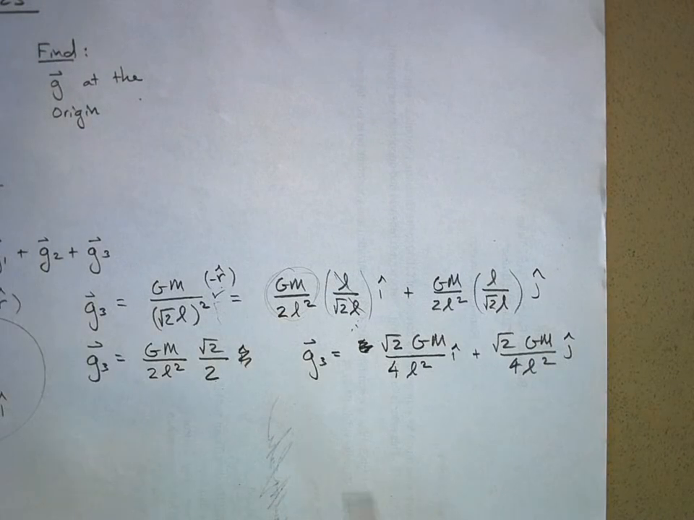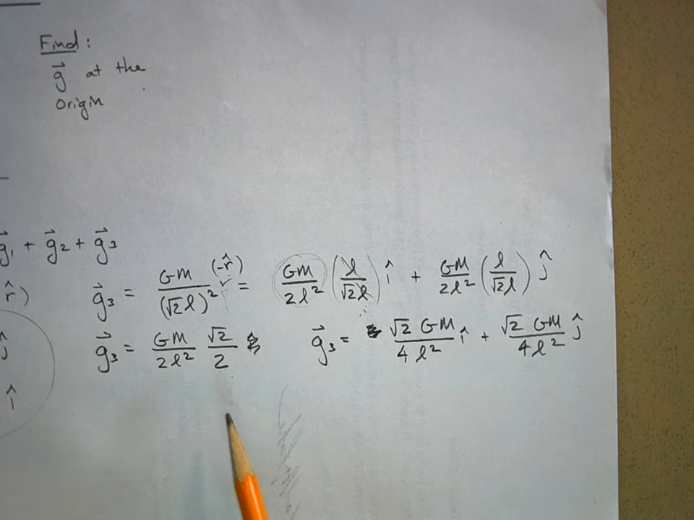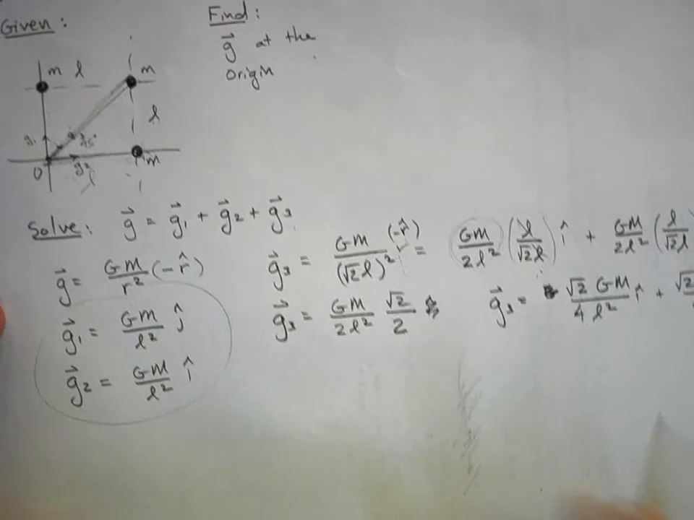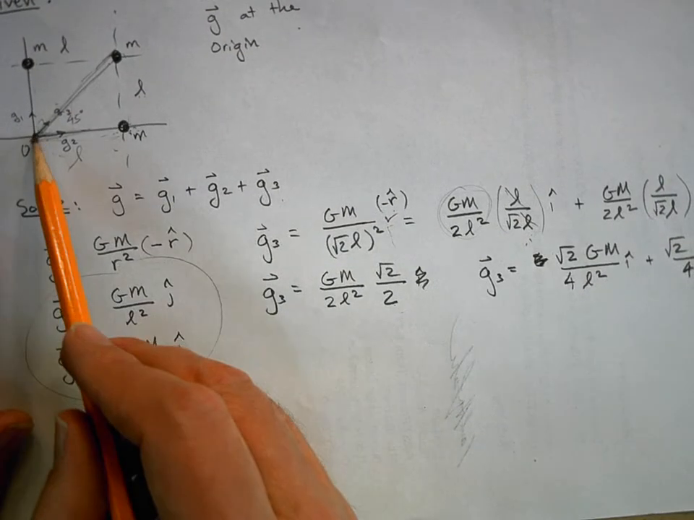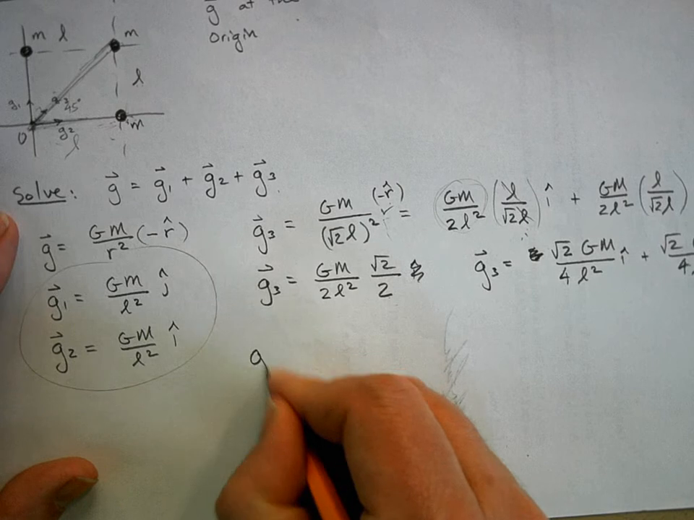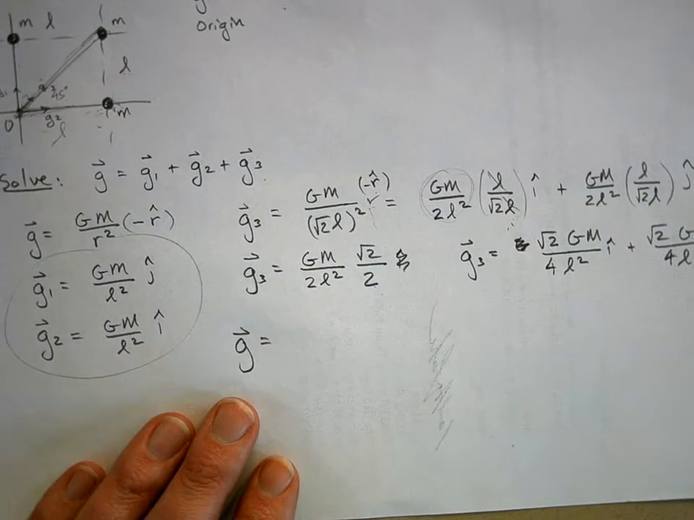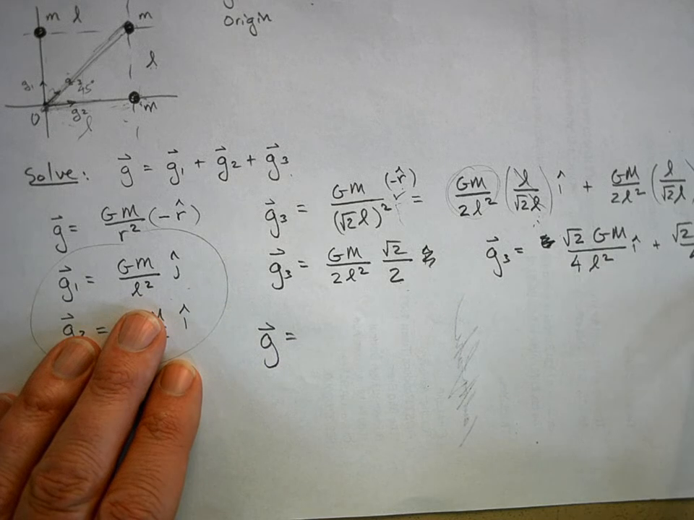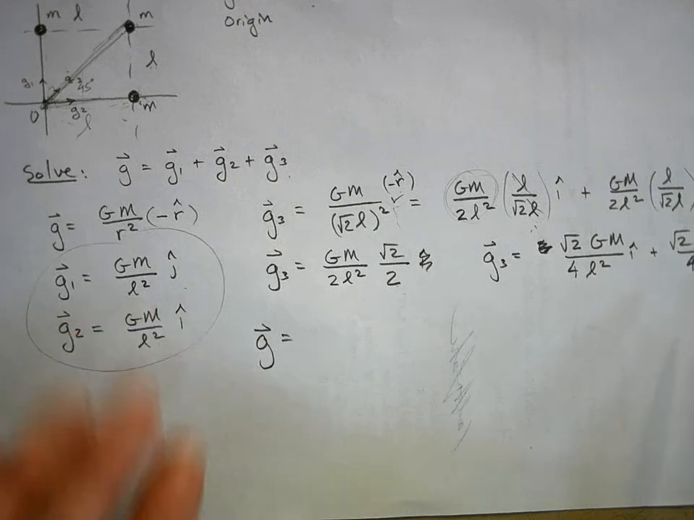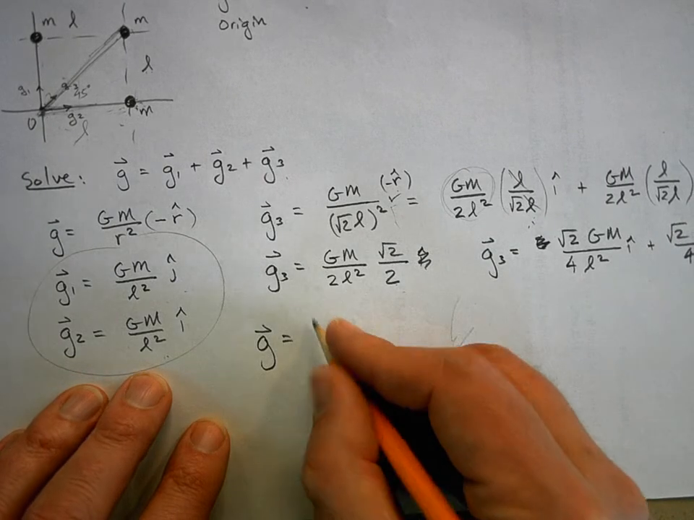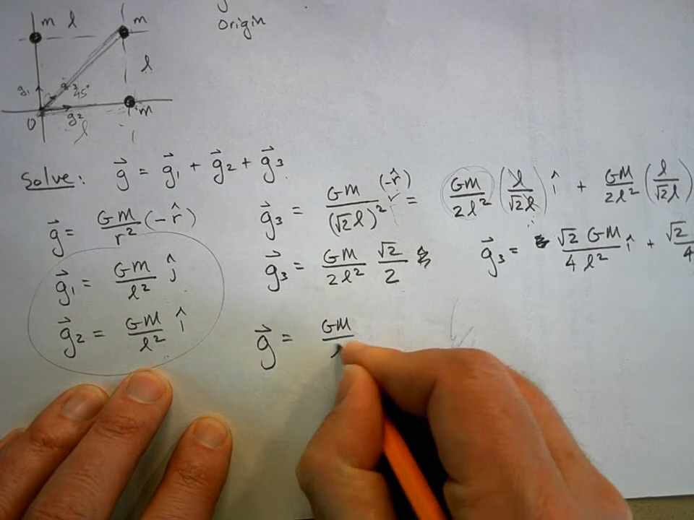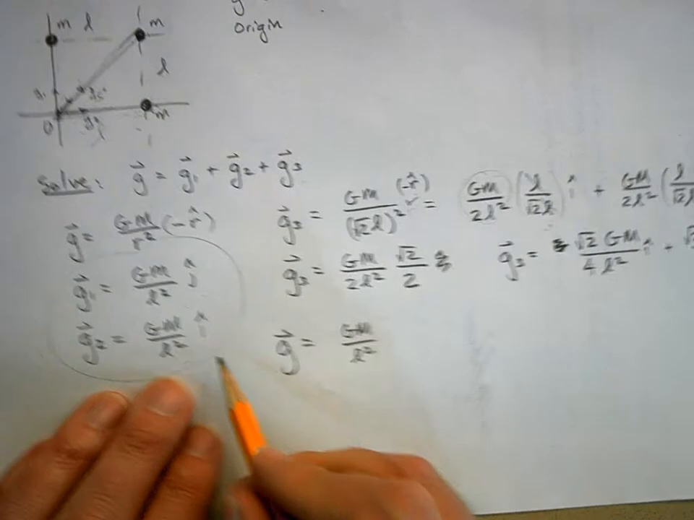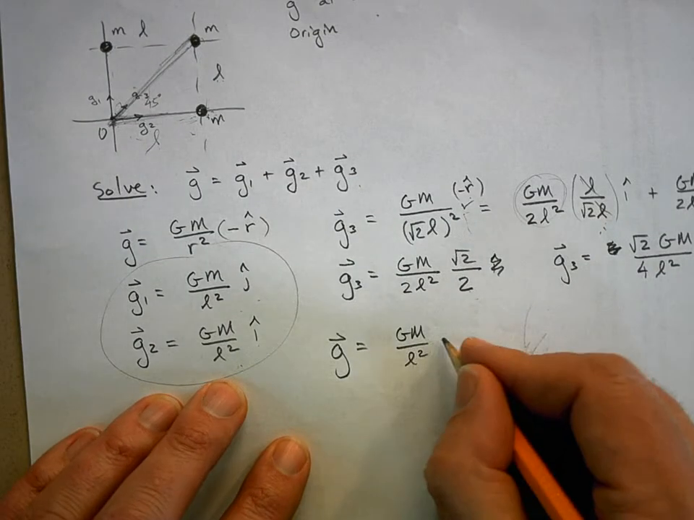But to get the overall thing, we have to add all these together. So we have to add G1 plus G2 plus G3 together to get the overall gravitational field at this point. So let's add G1 to this. And notice that G1 is in the J hat direction, and then we'll add G2 first. So this is Gm over L squared in the I hat direction, plus this much in the I hat direction.